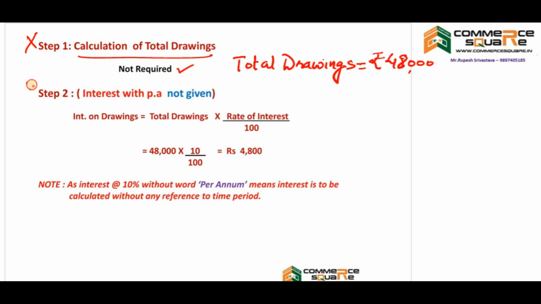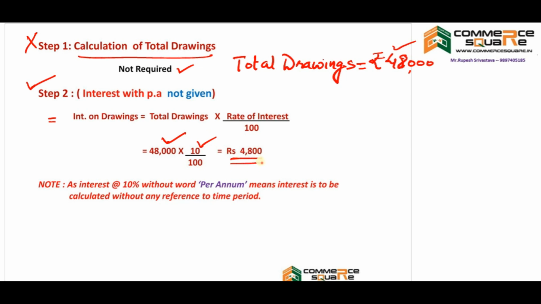Next is step 2. Step 2 means we have to calculate the interest on drawing, that is total drawing into rate of interest. So the rate of interest is given to you in the question, 10%, and the total drawings is also mentioned in the question, that is 48,000. So once you place this, the answer comes to rupees 4,800, right?